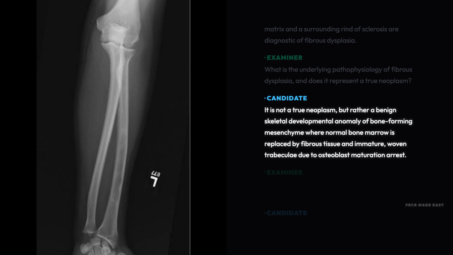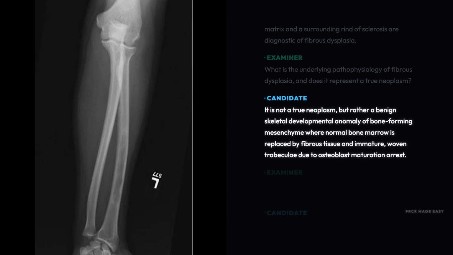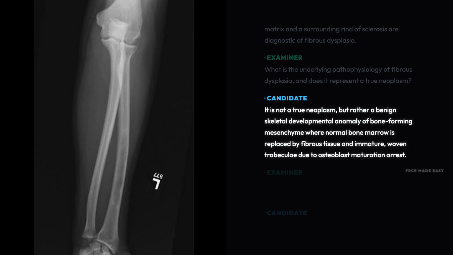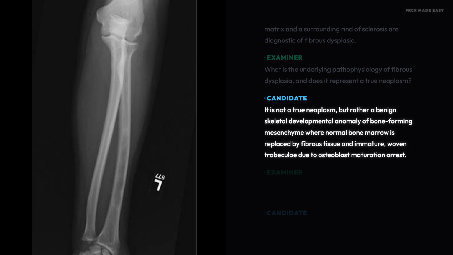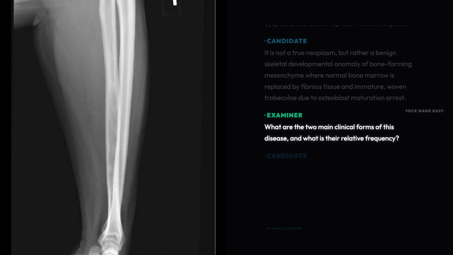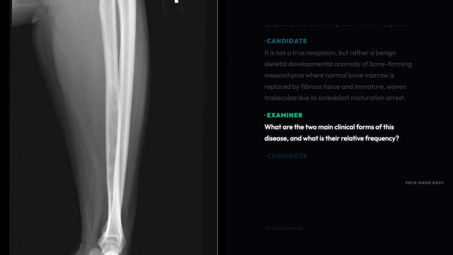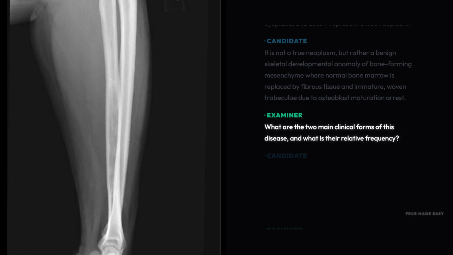It is not a true neoplasm, but rather a benign skeletal developmental anomaly of bone-forming mesenchyme where normal bone marrow is replaced by fibrous tissue and immature, woven trabeculae due to osteoblast maturation arrest. What are the two main clinical forms of this disease, and what is their relative frequency?